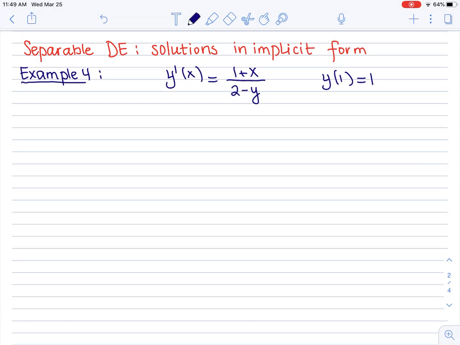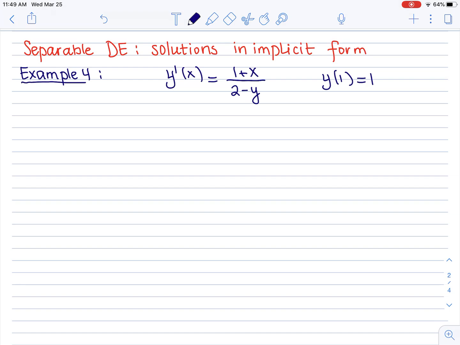Hello everybody. In this video we will continue discussing separable differential equations, but now we will focus on those examples where we do not get an explicit solution. We will deal with problems where the solution that we get is in an implicit form, and we will need to use some sort of graphing utility to visualize what the solution looks like. For this particular example and for the next one after this, I will be using Desmos to demonstrate the solution graphically. So let's take a look at this example.